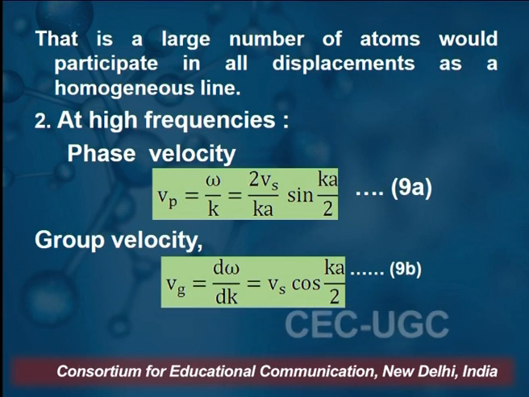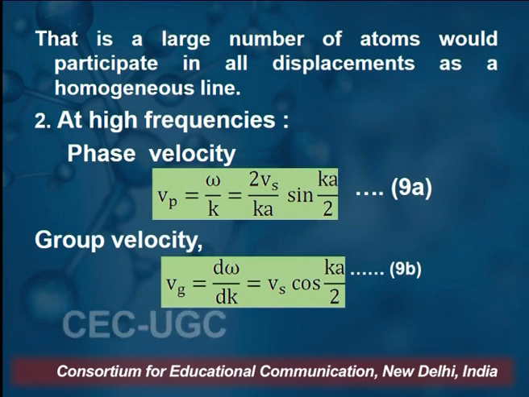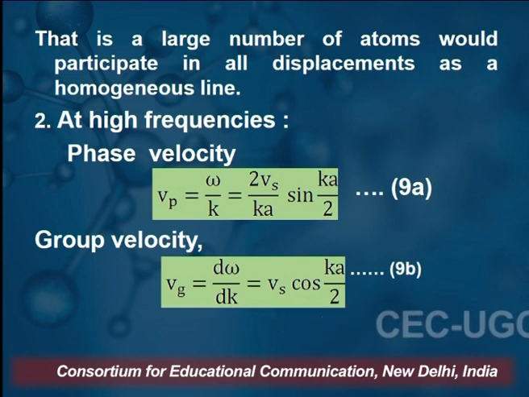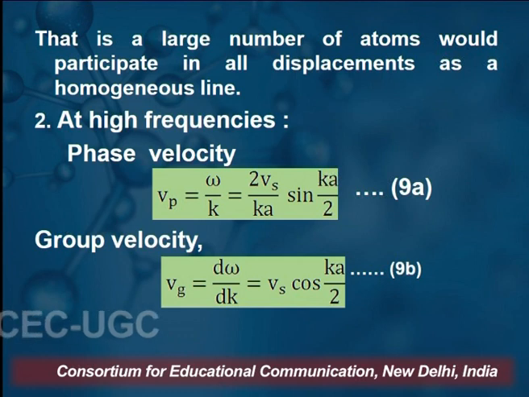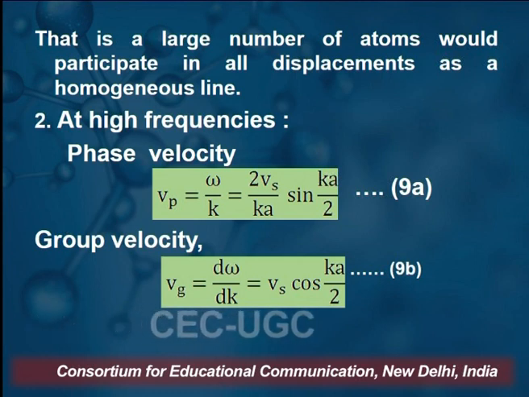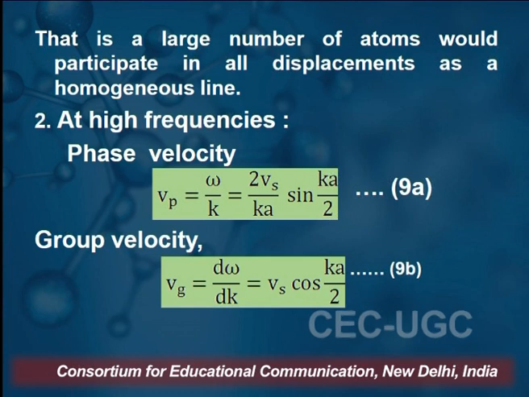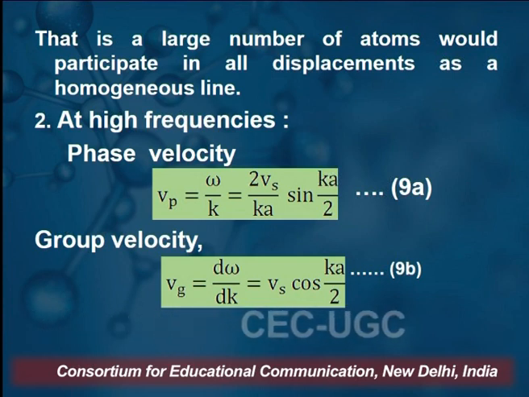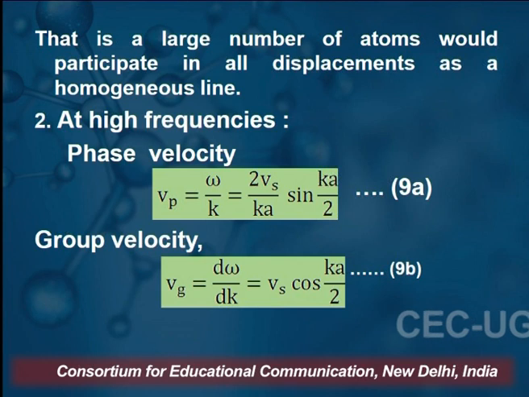Now, let us consider the next case, at high frequencies. At high frequencies, k tends to infinity. Then the phase velocity Vp will be given by omega by k. In this case, it will be given by Vs upon k a into sin of k a by 2. The group velocity Vg will be given by d omega by dk, which is Vs cos of k a by 2.